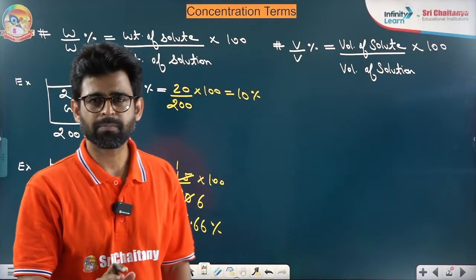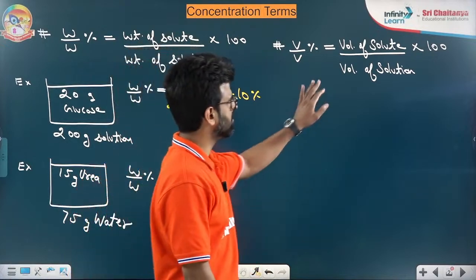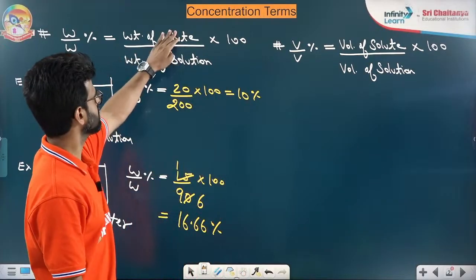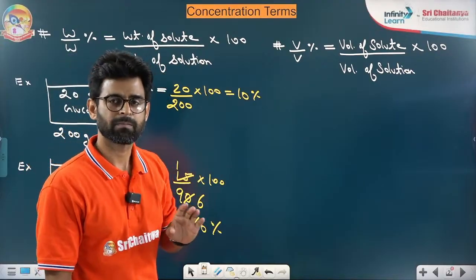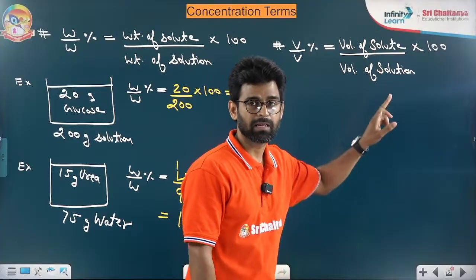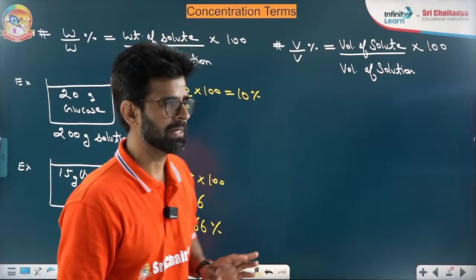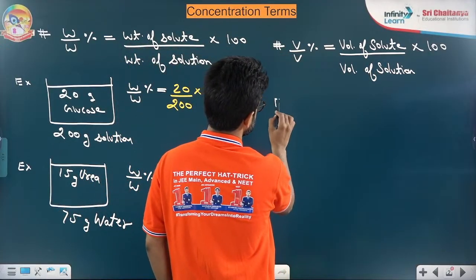Both terms are present in volume, okay? The volume of solute divided by volume of solution into 100. Be careful, if you are taking gram to gram, milligram to milligram, both units must be the same. Here also, if it is liter, liter, or ml, ml, both units must be the same, so that they will cancel out and nothing will remain, okay? Fine. A simple example is better.